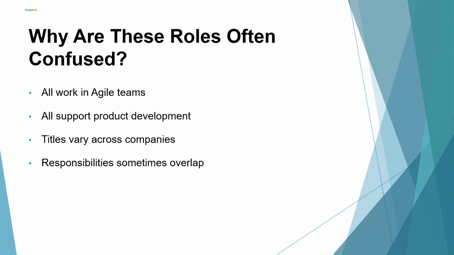So why are these roles often confused? These roles are often confused because they all work in agile teams. They all support product development. Their titles vary across companies, and sometimes their responsibilities overlap. These roles are also confused because companies use these roles differently. But at their core, each role has a clear focus, and that's what we'll clarify today.